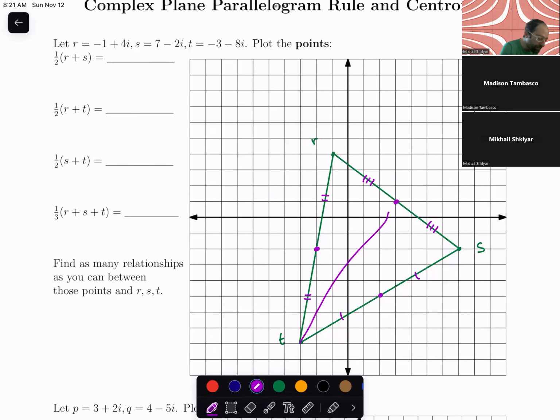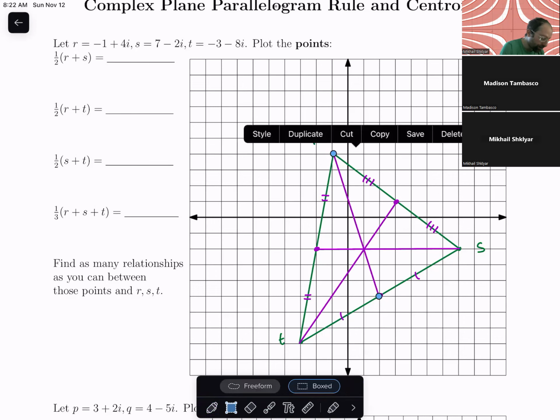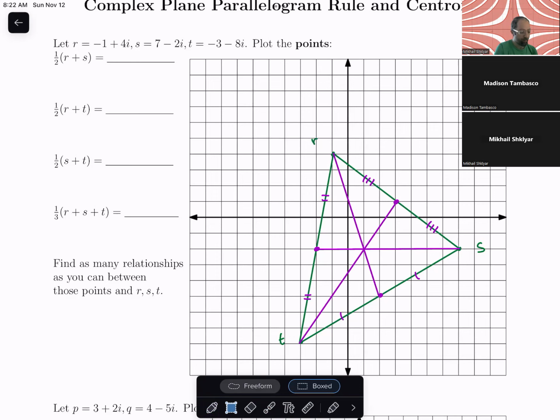And now if I were to connect them, I wonder what would happen. Oh, that's interesting. Well, they all intersect at the same point as expected because these are medians, right? And this is the centroid, right? So the medians intersect at the centroid, but let's try to prove that it's actually the average of the coordinates of the vertices.